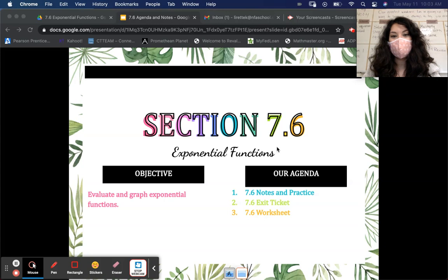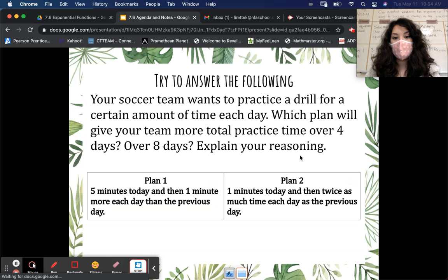This is going to be a video covering section 7.6, which is all about exponential functions. You'll want a calculator for today's lesson just to make some of the calculations a little bit easier to do. So let's go ahead and dive right in and look at an example to open the lesson.